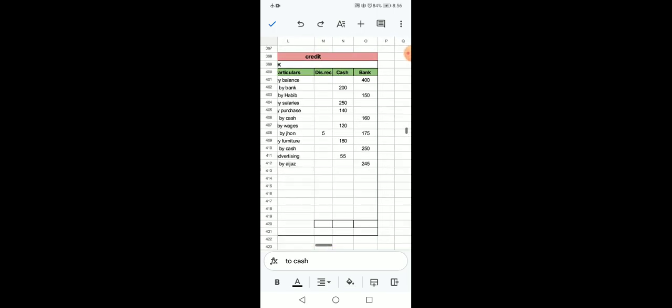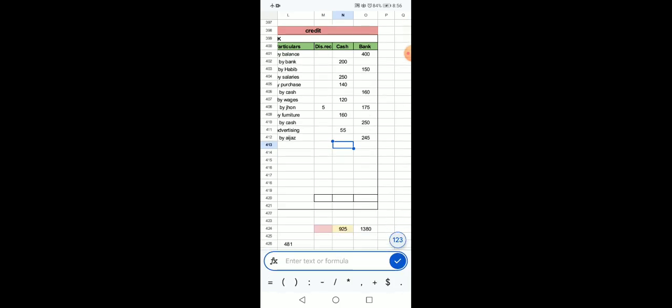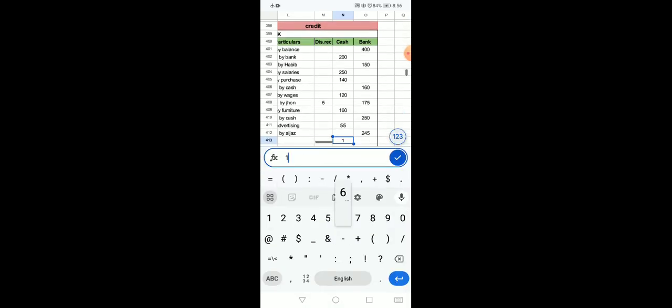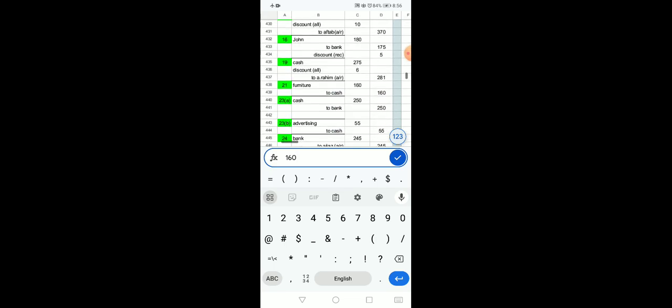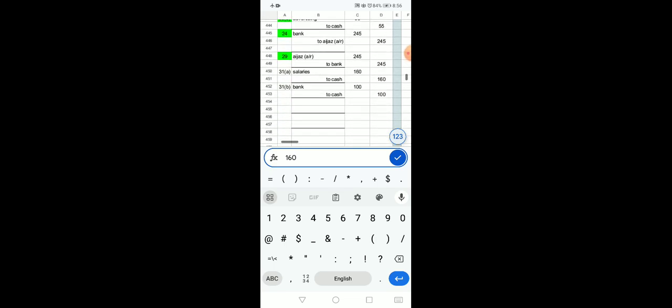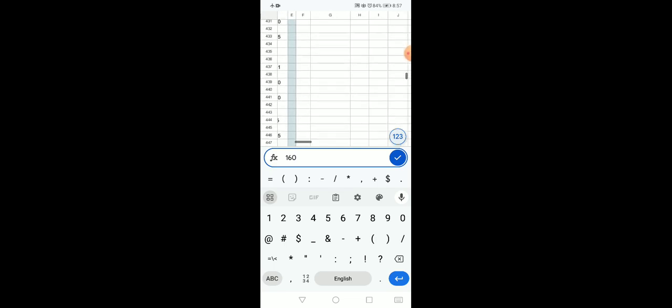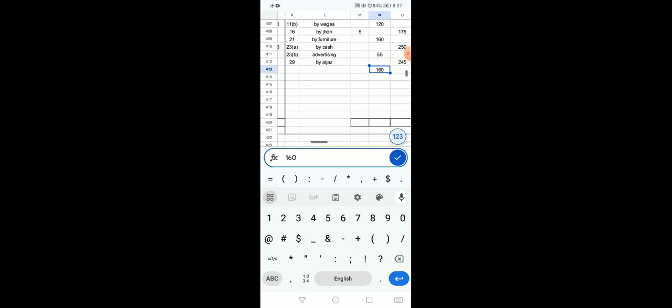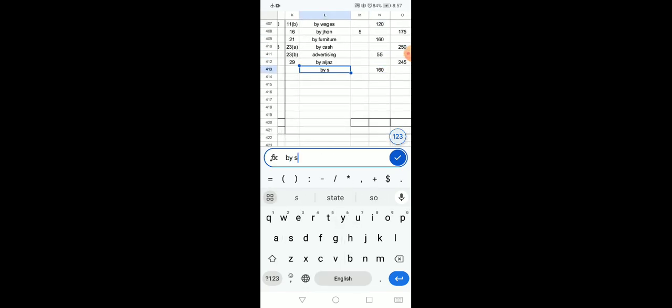Next entry is 31A, where there are two elements but only one element associated with the cash book. Cash is credited by 160. Go to the credit side of cash and write down 160 in the cash column. Now see its reference, what is written on the opposite side of cash? Salaries. So write down "by salaries" in the particular column.